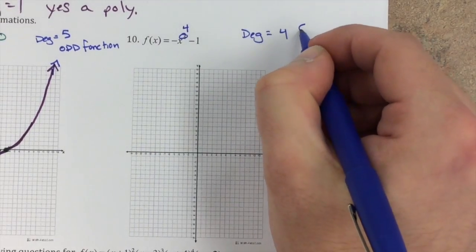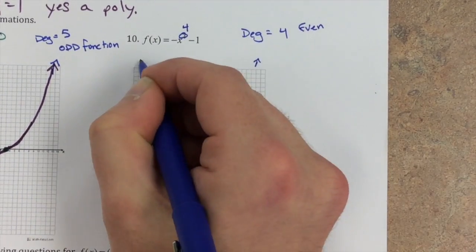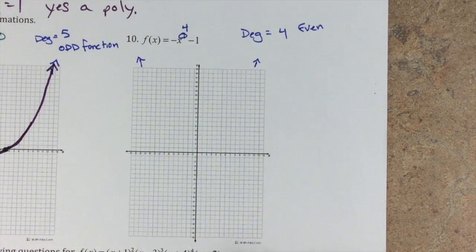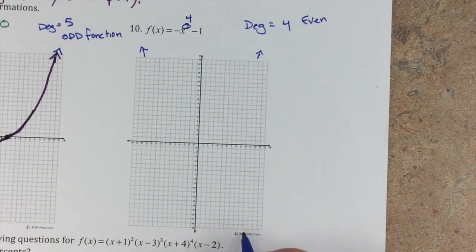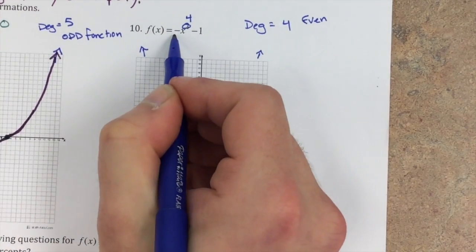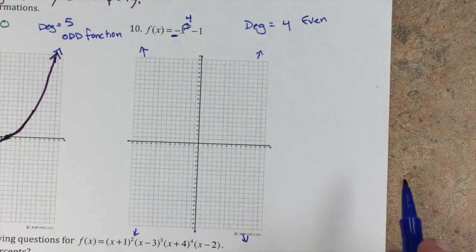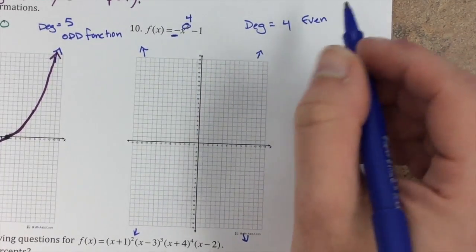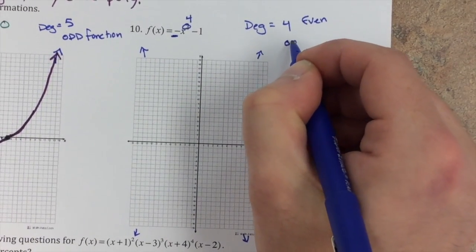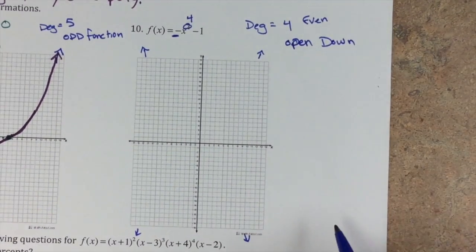That tells me this is an even function, so it's either going to be concave up, or it's going to be concave down. How do we tell? We look at the leading coefficient, which is -1. So that means this is going to open downwards, or be concave down.